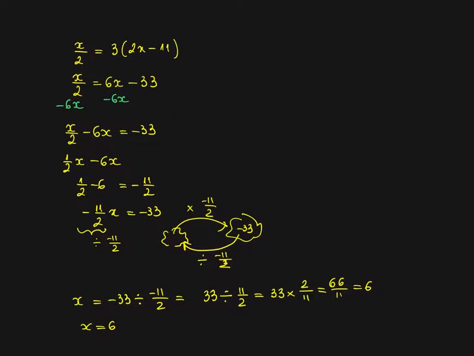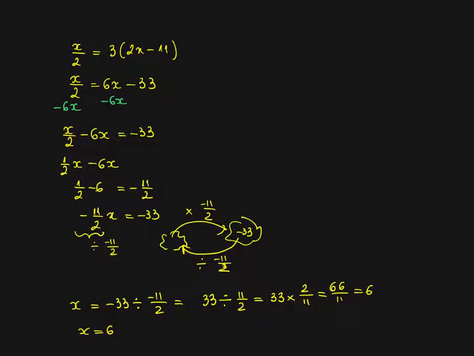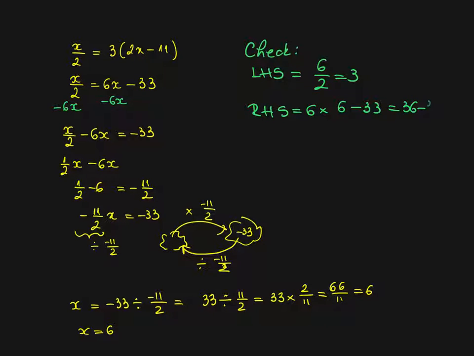Now if I go back and check in my equation, left hand side, this is an equal sign, that's a left hand side, that's a right hand side. So left hand side is 6 over 2, which is 3. Right hand side is 6 times 6 minus 33. 36 minus 33 is the same 3. So left hand side equals right hand side, so my solution is correct.